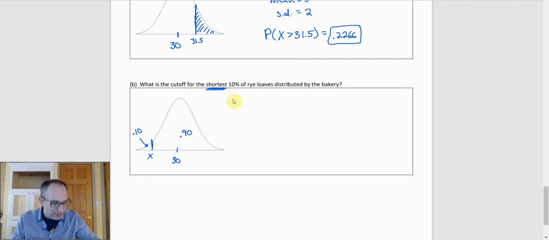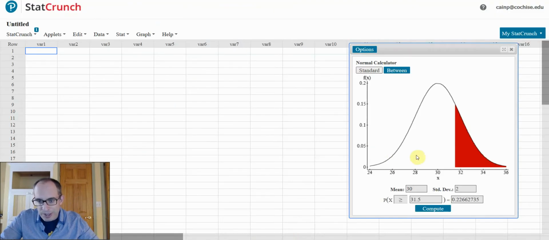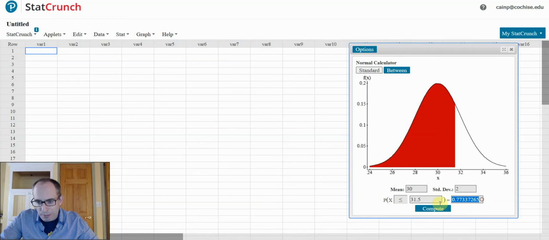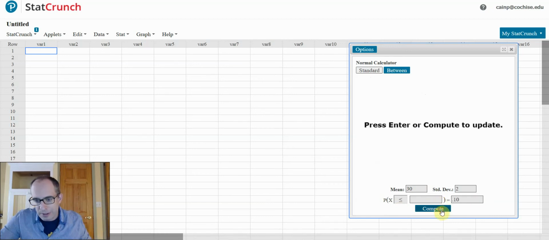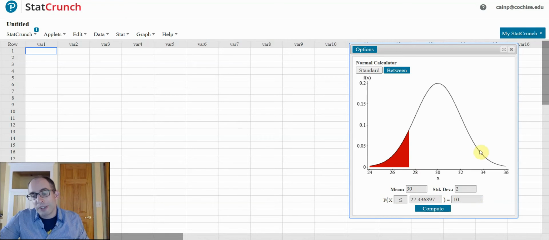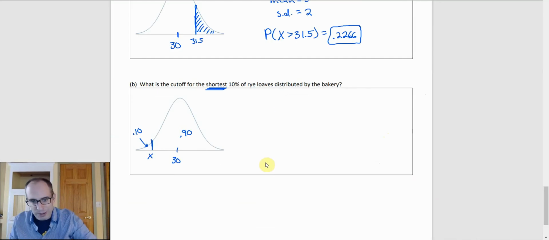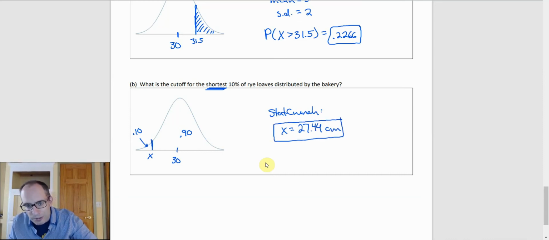So we can go back to StatCrunch, and I would flip this around and say I want 0.1 in that left tail, right? And here's where having this shaded picture really helps. You're like, okay, the shaded part's on the left like it's supposed to be. That's a good check to have in there. And what we get is about 27.44 to two places. So what we get from StatCrunch is that x is 27.44 centimeters. So 10% of the loaves of bread from the bakery are shorter than 27.44 centimeters.